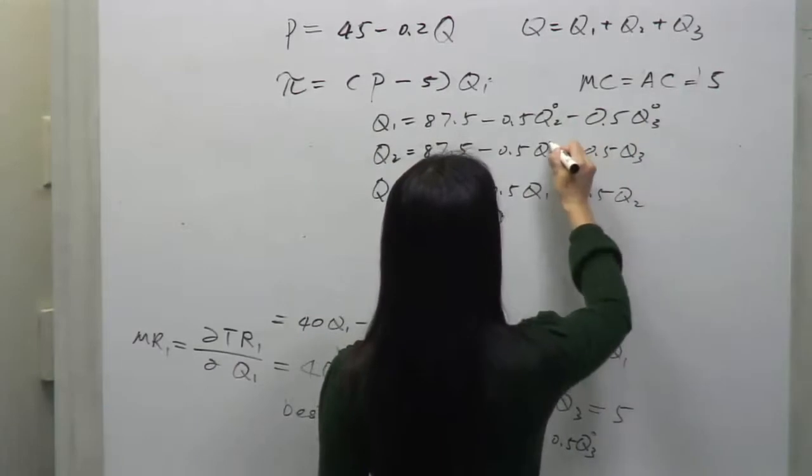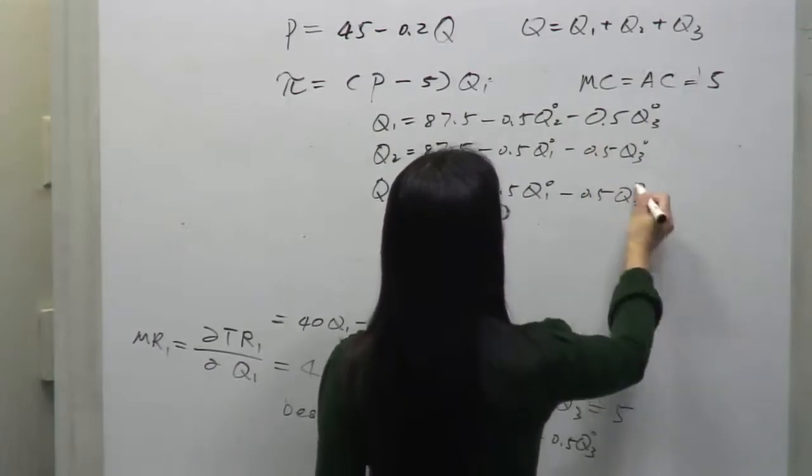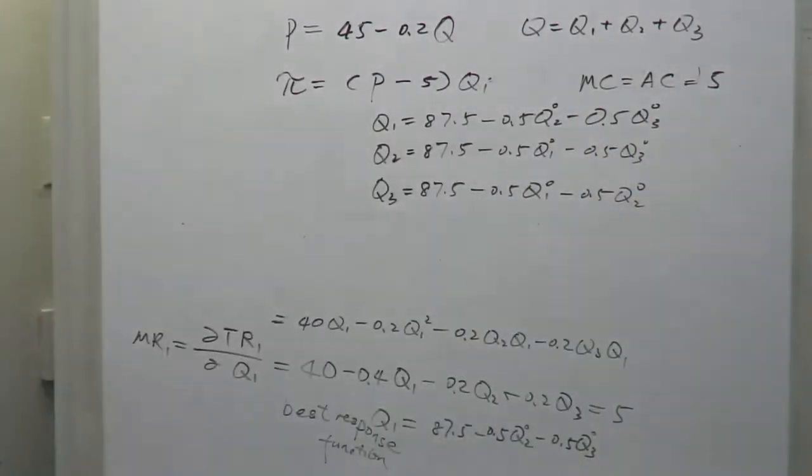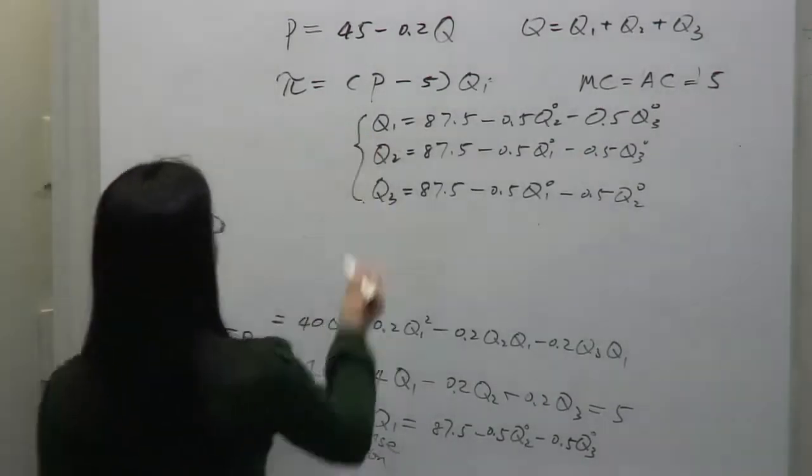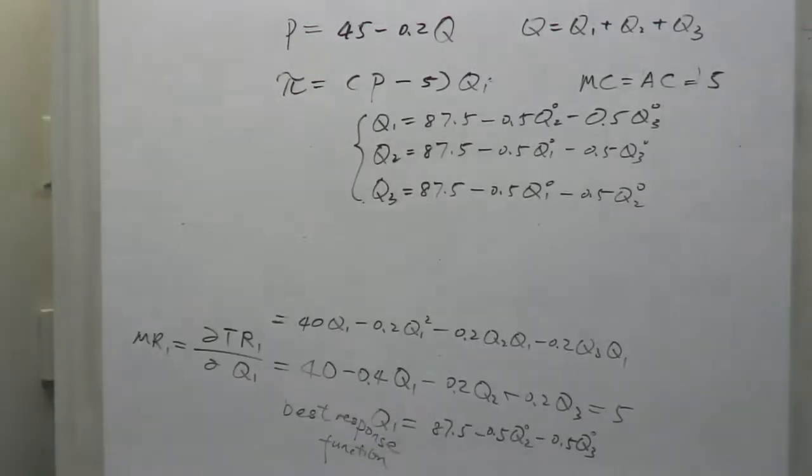So O here is 0 because that represents the firm's expectation of the other firms, right? So we have all the firms' best response functions here. Okay, what's the next step here? After we learn the best response function for all firms, what's the next step? Set them equal. At the equilibrium, the expectation has to be equal to what?